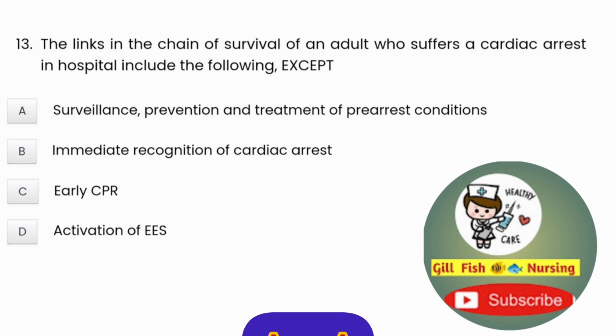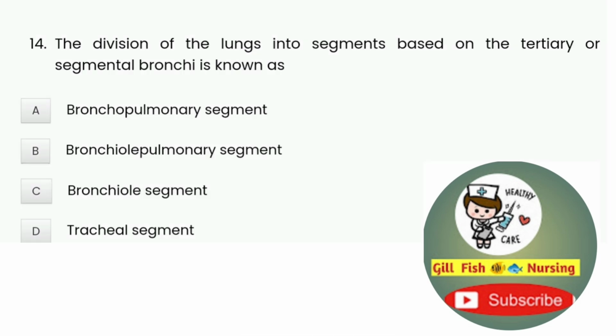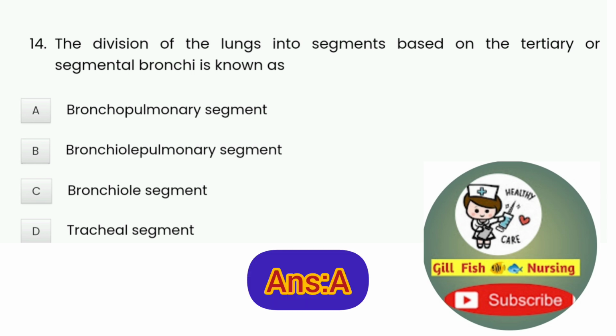Okay, fine. Next question. The division of the lungs into segments based on the territory of segmental bronchi is known as, what is that? Option A, bronchopulmonary segment; option B, bronchiole pulmonary segment; option C, bronchiole segment; option D, tracheal segment. So actually the question is the division of lung into segments based on the territory. So what could be the correct answer? Yeah, option A, bronchopulmonary segment, is the correct answer.